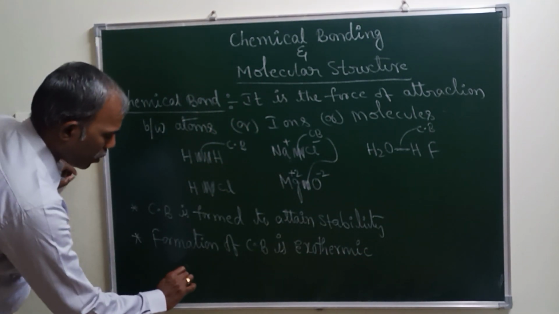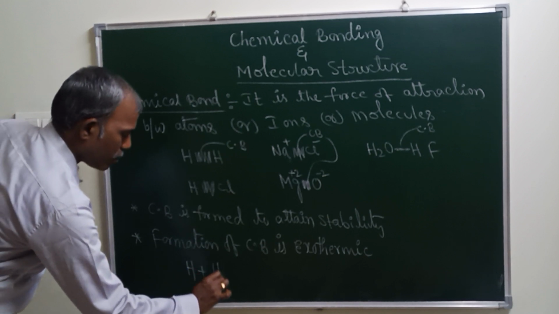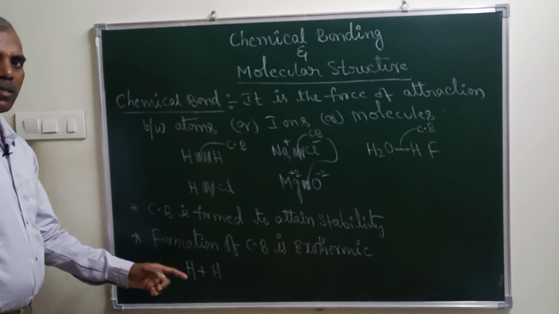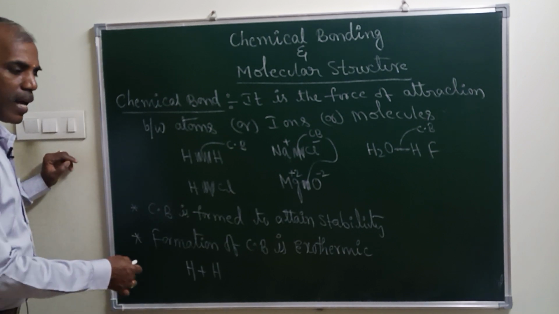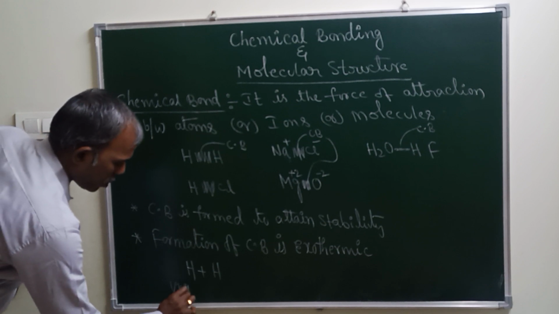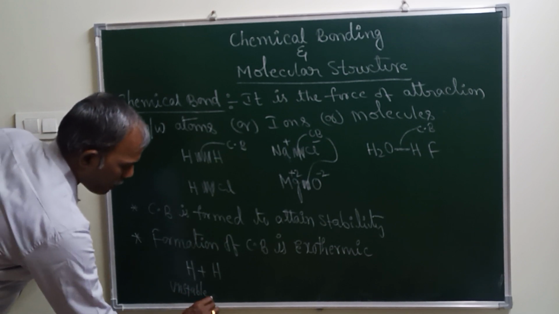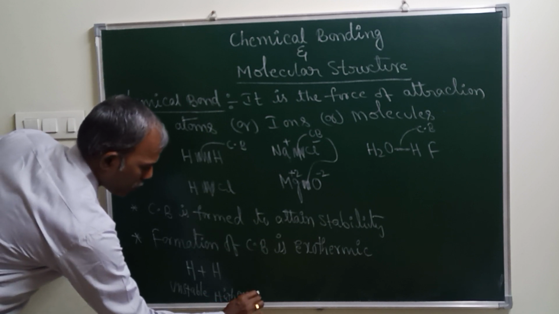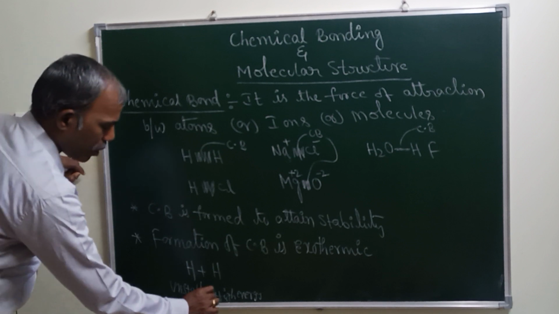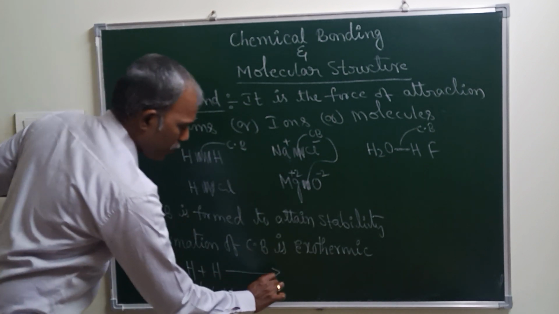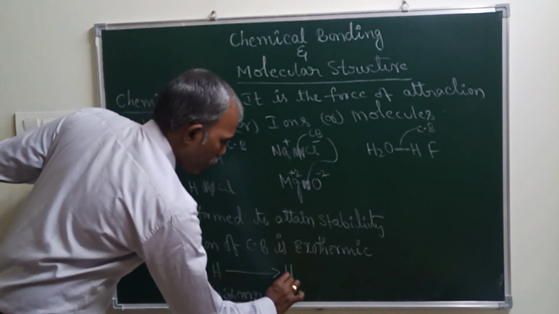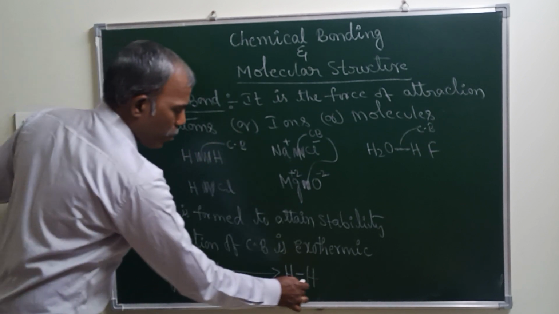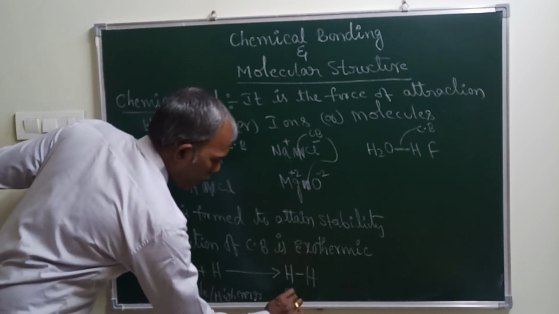For example, you see here hydrogen and hydrogen atoms. A single atom cannot exist independently. Why? They are unstable. Why unstable? They have high energy. So they combine and form a hydrogen molecule through chemical bond. So this is a molecule, and this one is stable.